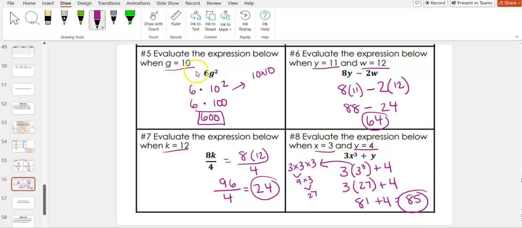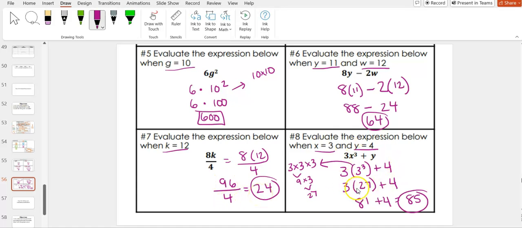So here, I knew that this was really 6 times g to the second power. If g is 10, then that's 6 times 10 to the second power. Remember how our exponents work. That's 10 times 10, which is 100. So my answer is 600. On number 6, we've got 8 times 11, take away 2 times 12, that makes 64. On number 7, I've got 8 times 12 divided by 4, that's 96 divided by 4, which is 24.